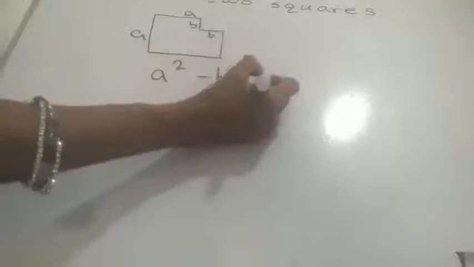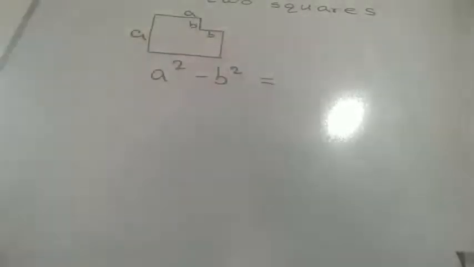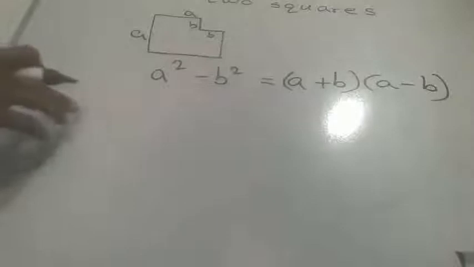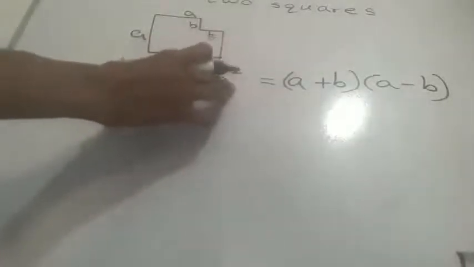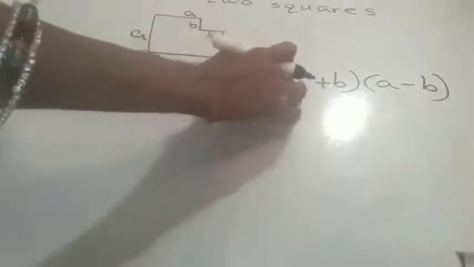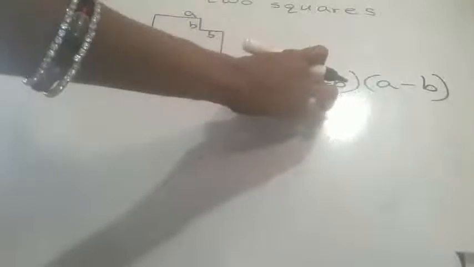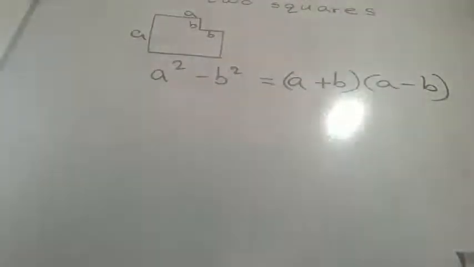We can write A squared subtract B squared is A plus B times A subtract B. Then the factors of the difference between two squares is equal to first term plus second term times first term subtract second term.